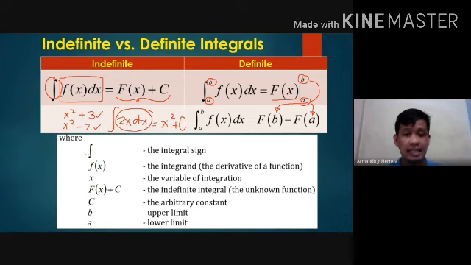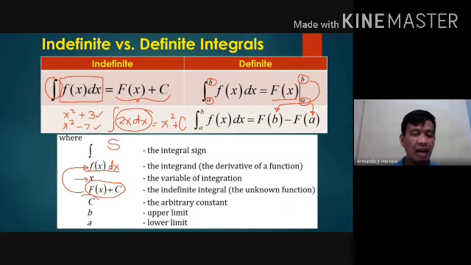So, the integral sign is actually that parang S. So, galing yan sa English letter S, which means sum. So, si f of x dx is actually the derivative of the function. So, it is also known as integrand. Siya yung derivative ng function na hinahanap natin. So, si x is the variable of integration. So, ito yung original function na hinahanap na ang derivative ay yung integrand natin. So, that's why it is called integral or the indefinite integral or the unknown function.